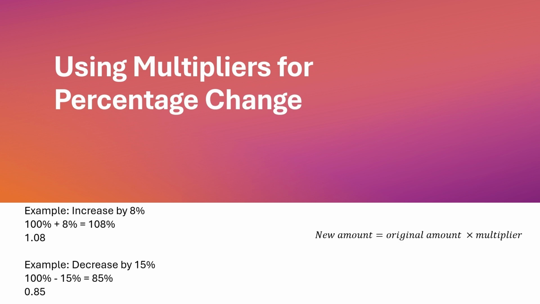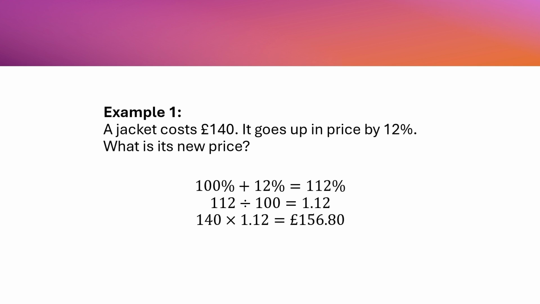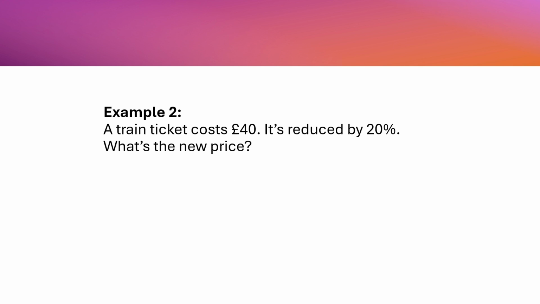Example 1. A jacket costs £140. It goes up in price by 12%. What is the new price? Find the multiplier. As the price has gone up, add 12% to 100% to get 112%. Convert to decimal. 112 divided by 100 is equal to 1.12. Calculate the new price. 140 times 1.12 equals £156.80. So, the new price is £156.80.